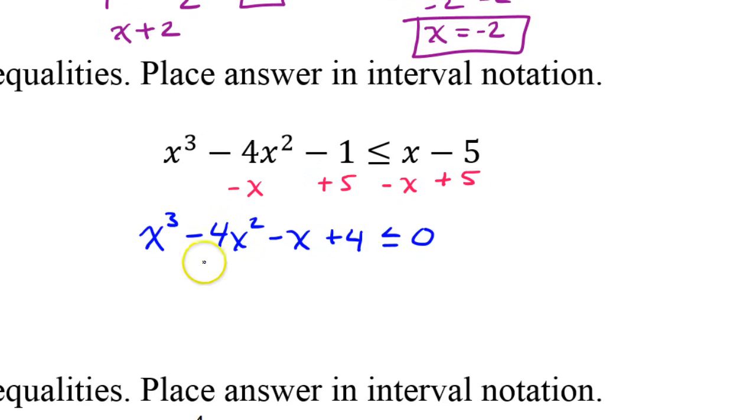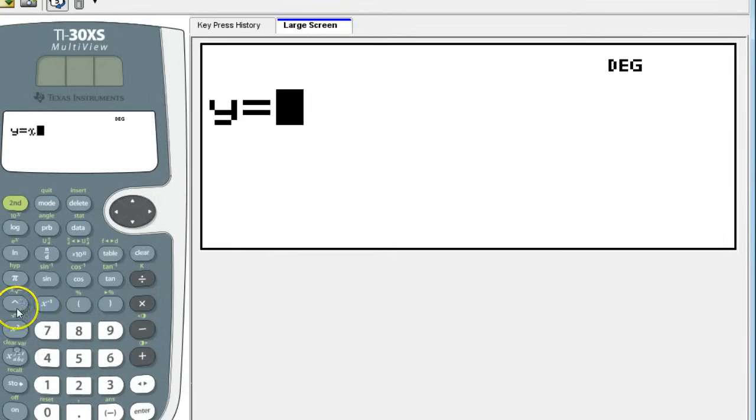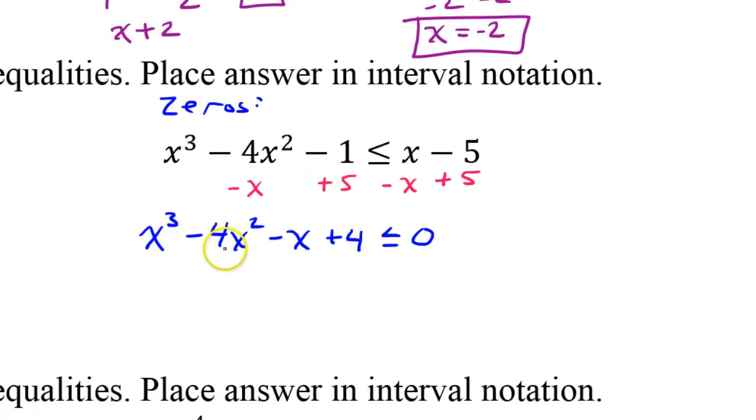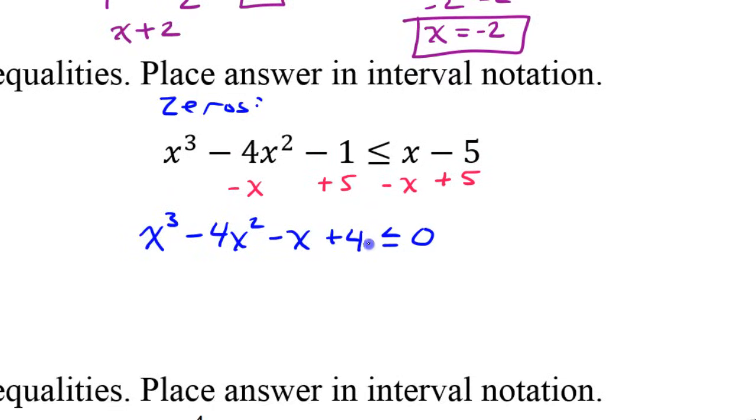Okay, so we need the zeros of this function. So I'm going to go ahead and put this in my TI-30XS MultiView, and I'm looking for the zeros of the function so I can make that number line. So I hit my table button. I'm going to clear this out. So I need x to the third power minus 4x squared minus x plus 4.